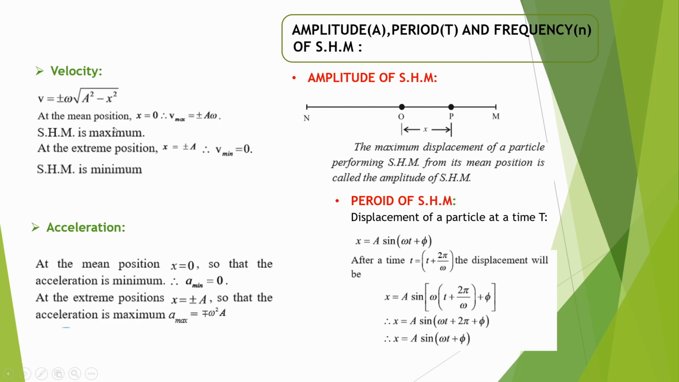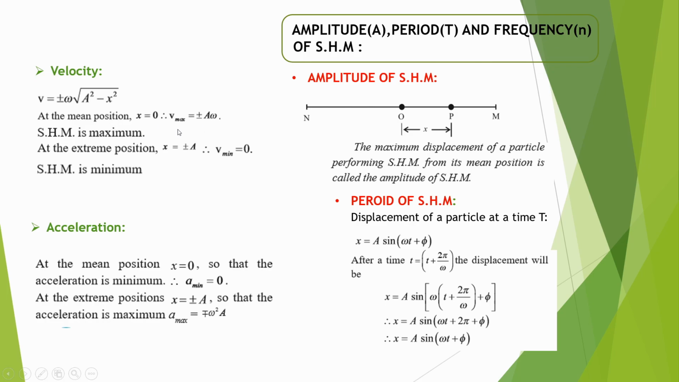That is the maximum velocity, because we know from the expression for linear SHM that when the displacement is minimum, the velocity is maximum, and when the displacement is maximum, the velocity is minimum. So at the mean position the displacement is minimum and the velocity is maximum. The formula for Vmax is ±Aω.